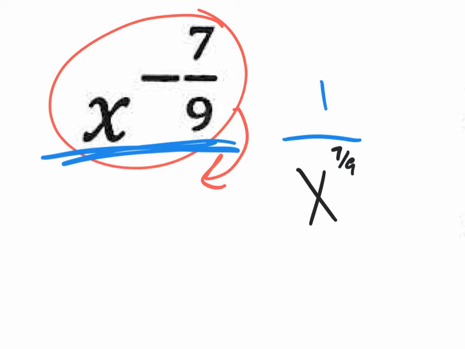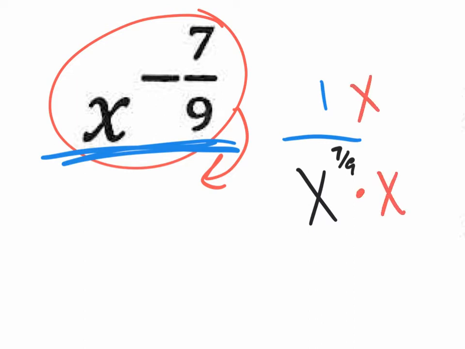Now, you can't leave a radical in the denominator, or you can't leave a rational exponent in the denominator. So how do I get rid of this? This is not an equation, right? This is not an equation. Right here, we need to multiply both top and bottom by a certain value. So you're going to multiply both top and bottom by x.